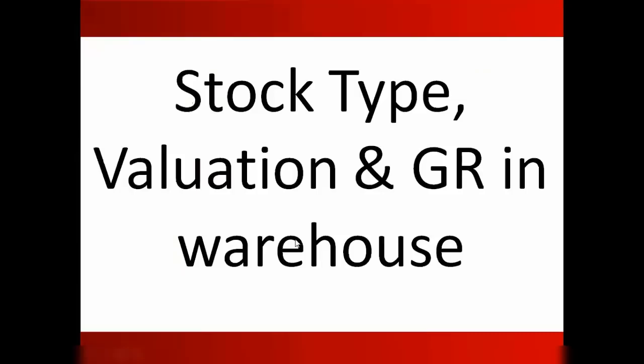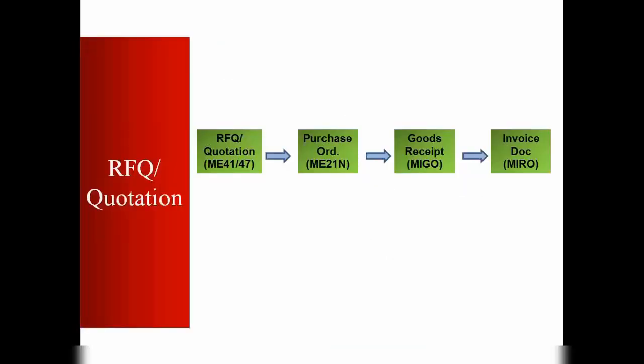Okay, so next we have the stock type and valuation and goods receipt in the warehouse. Let's see what this is. Earlier we talked about our request for quotation, and we have seen the purchase order. Now we'll talk about goods receipt, with some more topics within goods receipt.